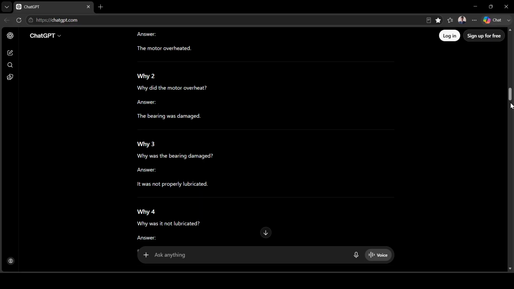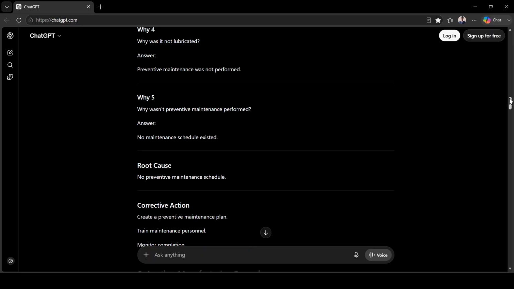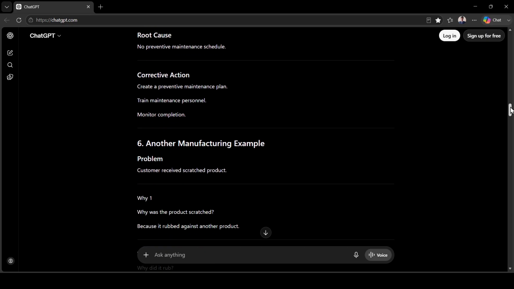Then step 4. Why was the bearing not lubricated properly? Answer: preventive maintenance was not performed. Step 5. Why was preventive maintenance not performed? Answer: no maintenance schedule existed. Root cause: no preventive maintenance schedule. Corrective action: create a preventive maintenance plan, train maintenance personnel, monitor completion.